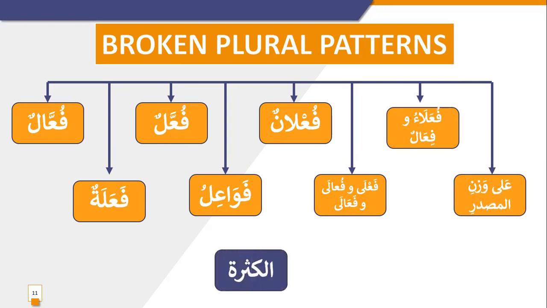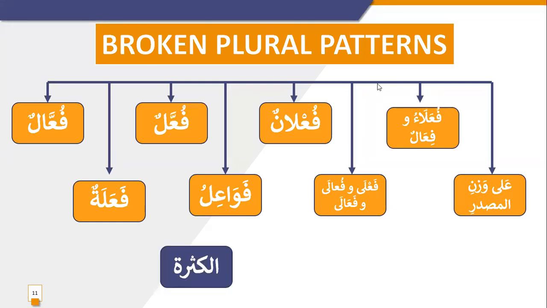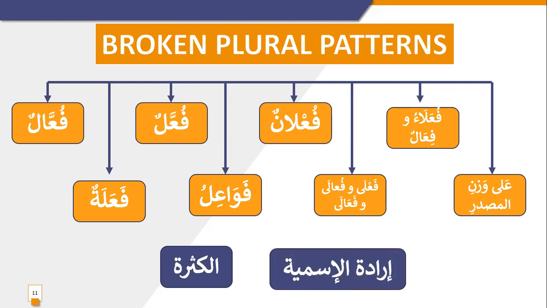And please remember that we are talking about al-kathra. First of all, we are talking about ismiyya, iradatul ismiyya and kasra. So we're talking about al-kathra, which is more than ten, basically eleven plus. And also remember that we are talking about iradatul ismiyya, which means a noun is intended as a noun. That's different from iradatul hadathi.